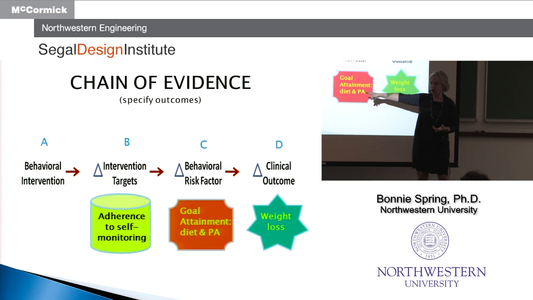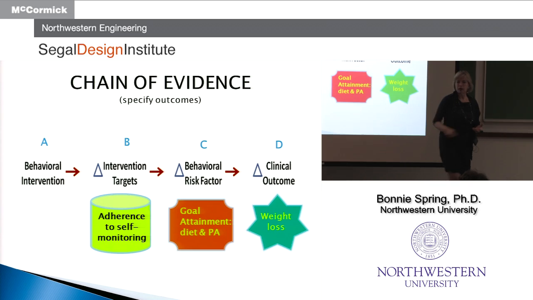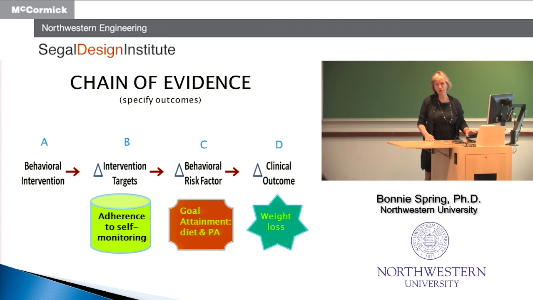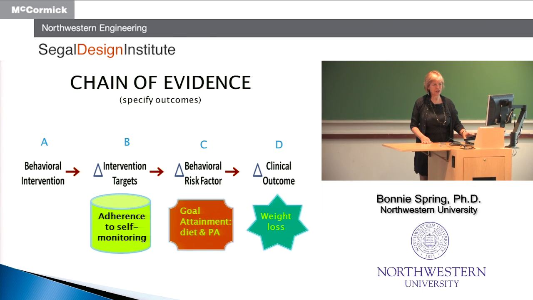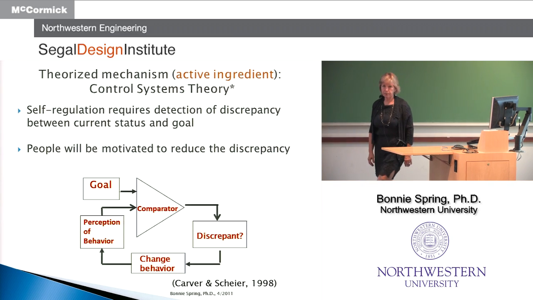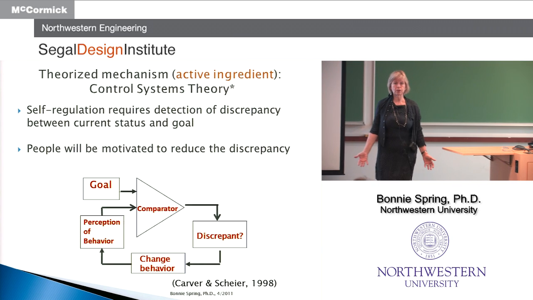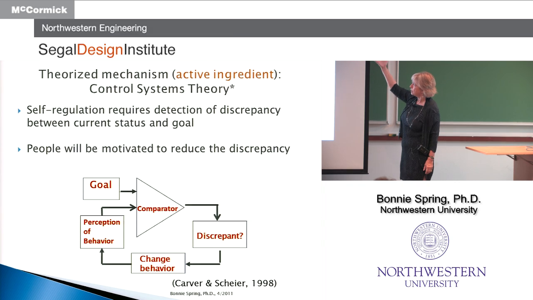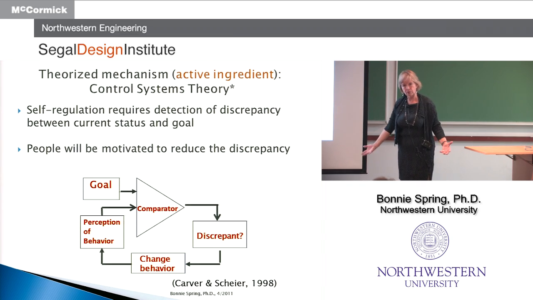So the thing we're targeting in this intervention is trying to help people be adherent to self-monitoring, which is not an awful lot of fun. So it's one of the reasons why the design aspects of it are really, really important. Here's our theory about what you need to do to be able to be adherent to diet and physical activity. This is a classic psychological theory called control systems theory, comes from engineering.